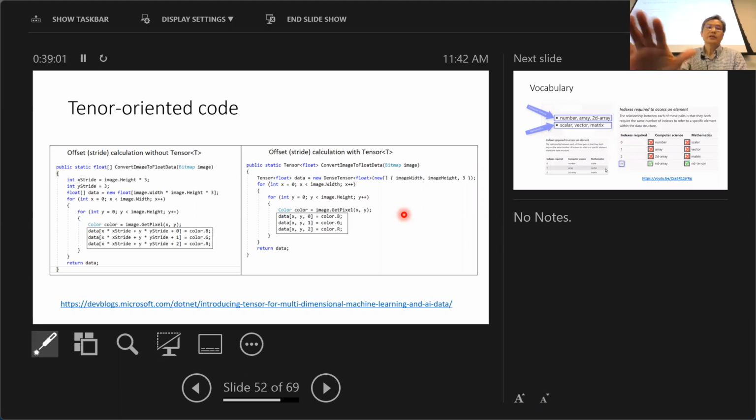So-called tensor-oriented code, so we can treat the variable as the same as the matrix. Your computer language will take care of those.